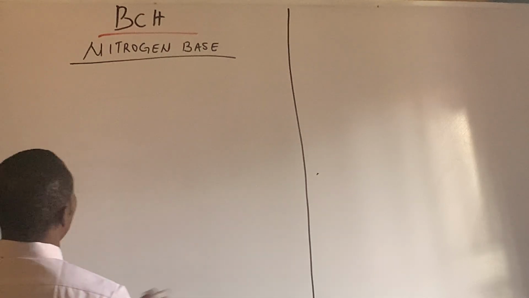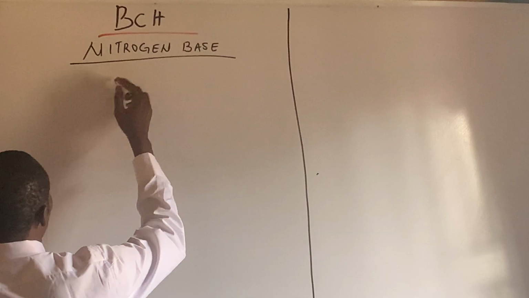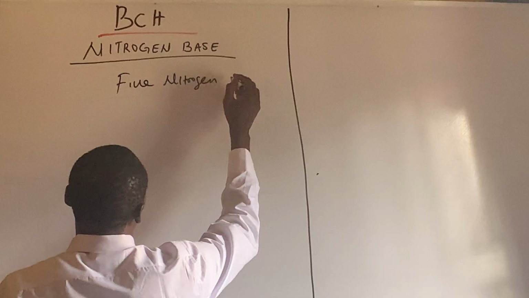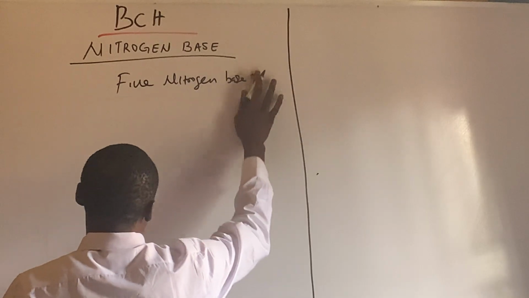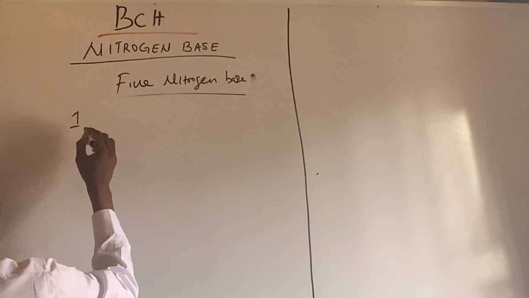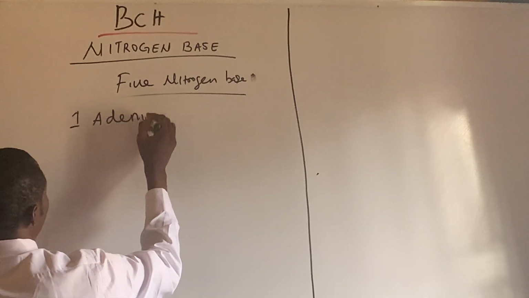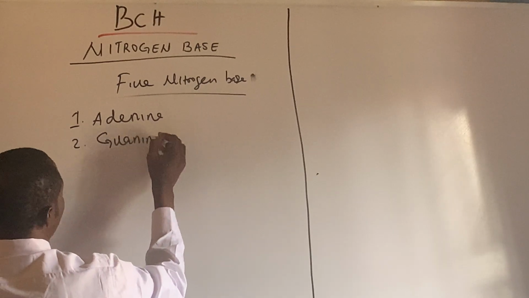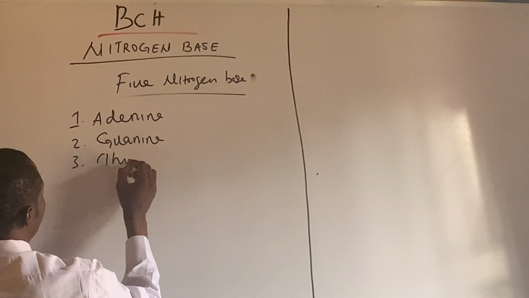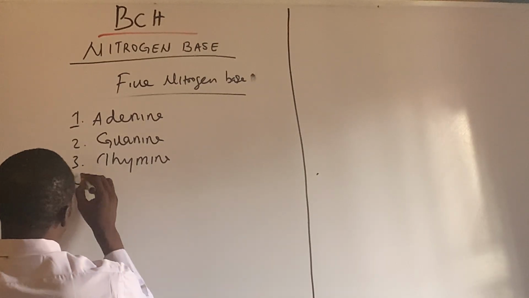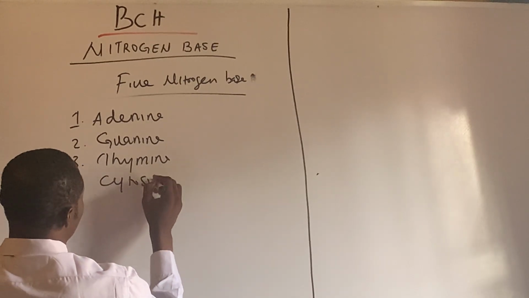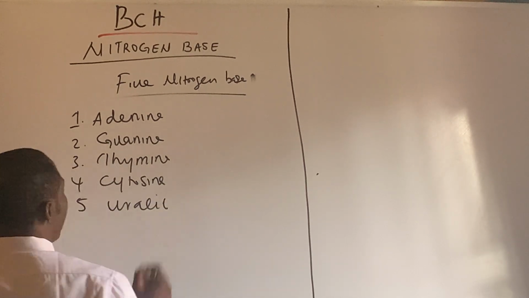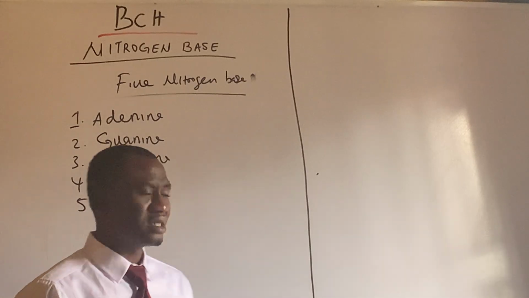Now, what are those nitrogen bases that we know? There are 5 of them. Number 1, we have the adenine. Number 2, we have the guanine. Number 3, we have the thymine. Number 4, we have the cytosine. Number 5, we have the uracil. These are the 5 nitrogen bases that we have.